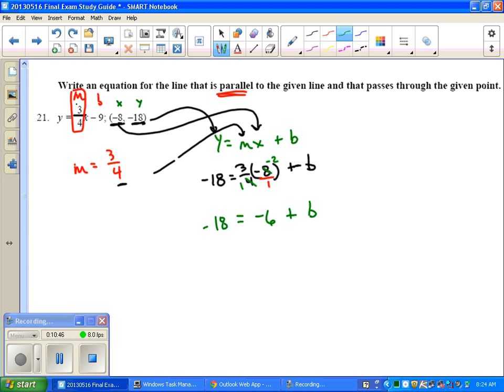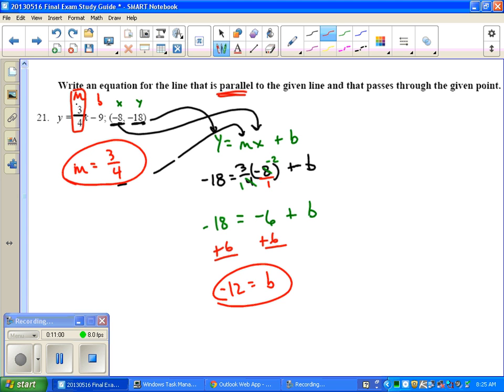And then to get b by itself, that's adding and subtracting. You go by the fact that that says minus or -6. Undo that by adding 6. If you do it to the right, add 6 to the left. -12 equals b. So now you have a b value and you have an m value.